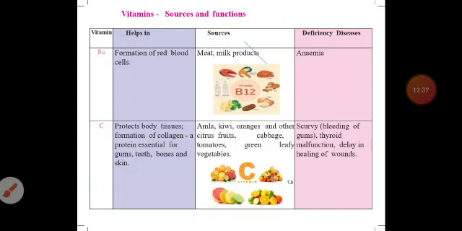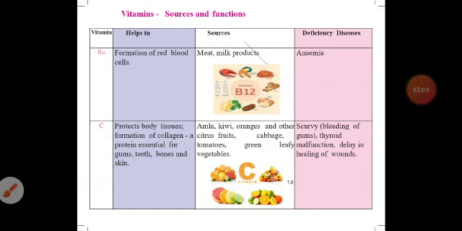Next vitamin is vitamin B12. The function of vitamin B12 is formation of red blood cells and its sources are meat and milk products. Deficiency of vitamin B12 causes anemia. This is a disease related to blood.